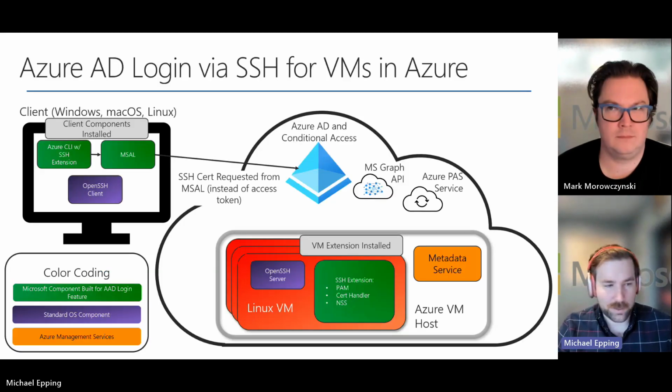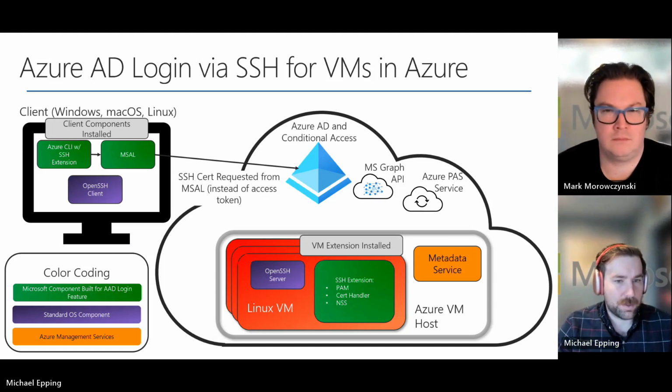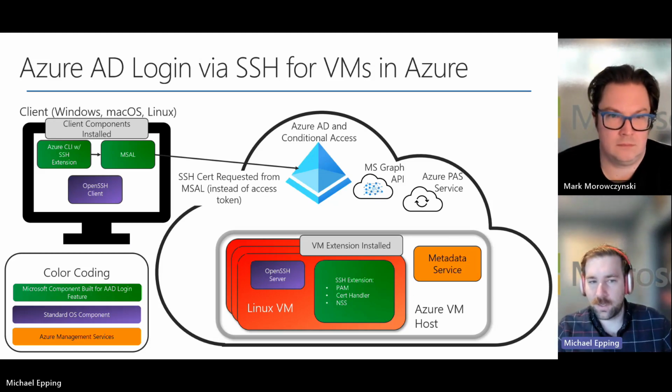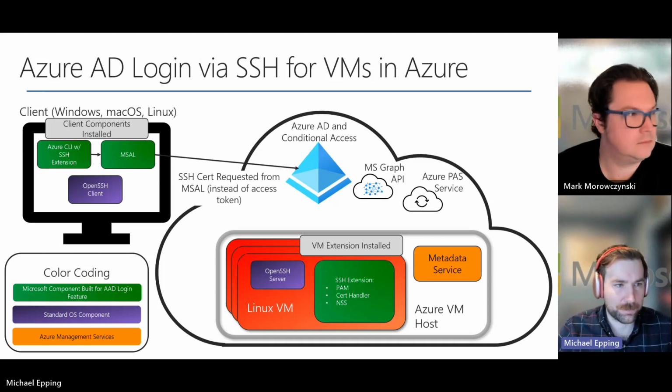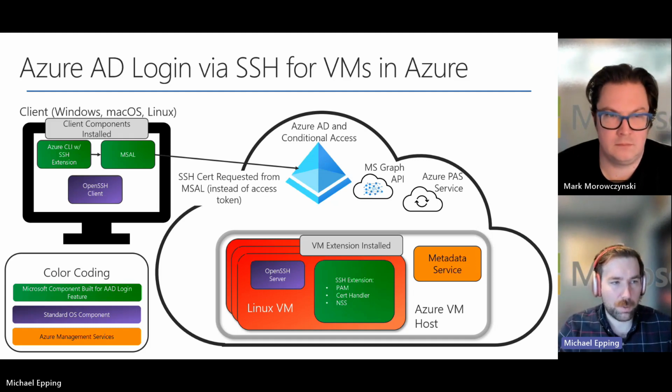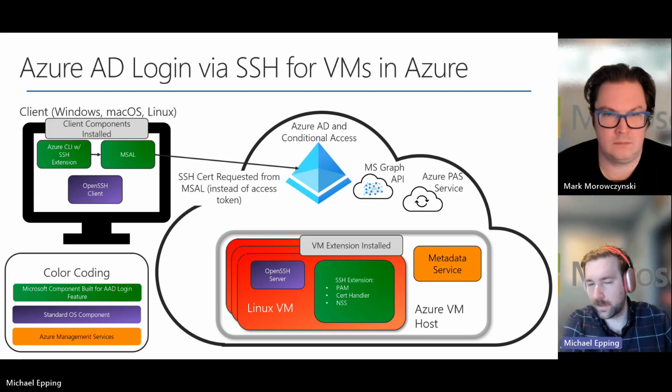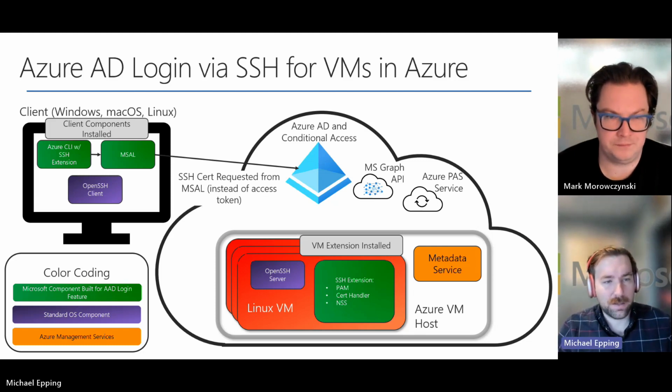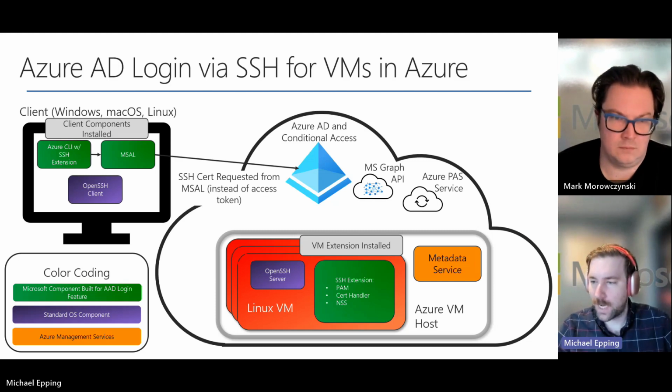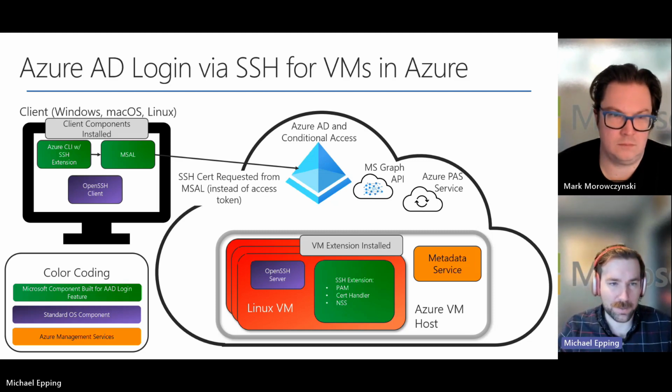Let's take a look at how this actually works under the covers. The first thing that has to happen is you have to install our VM extension on the server itself. There's a couple modules that come along with this, and you'll see how they're used in a second. On the client side, we have to have AZCLI, which comes along with the Microsoft Authentication Library. Then, when the user actually wants to connect to the server, they issue a command saying, I'd like to connect to server such and such, and MSAL is used to go to Azure AD and request one of these certificates.